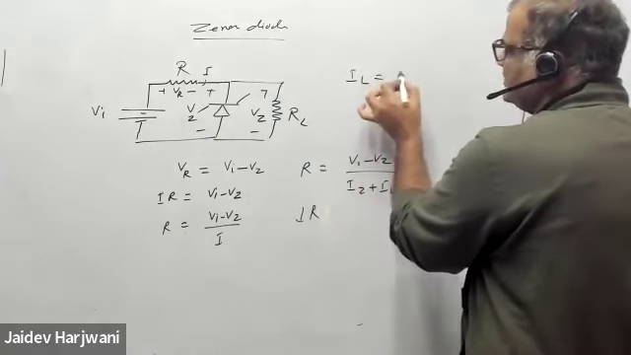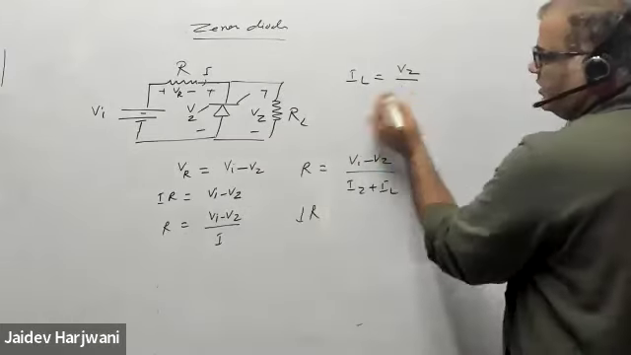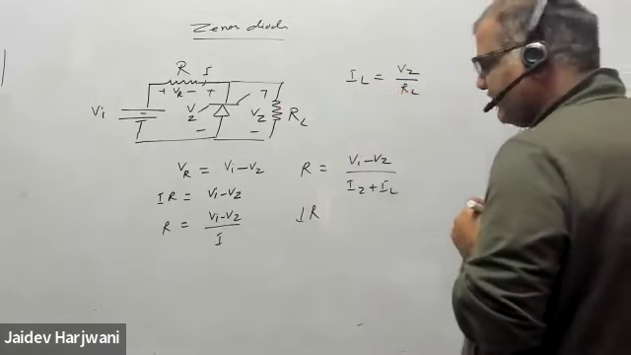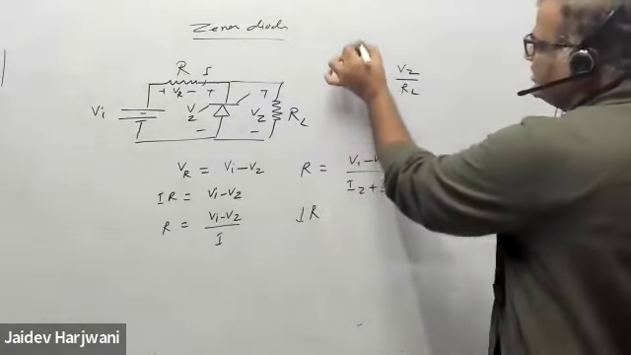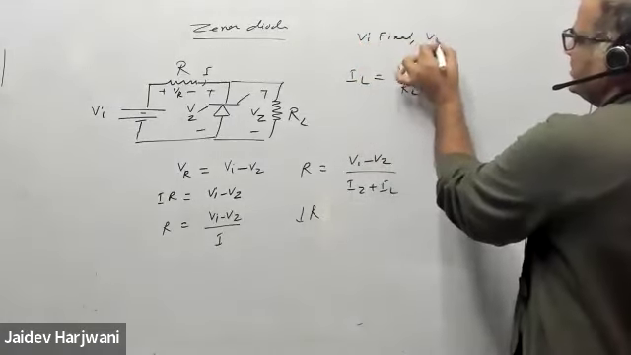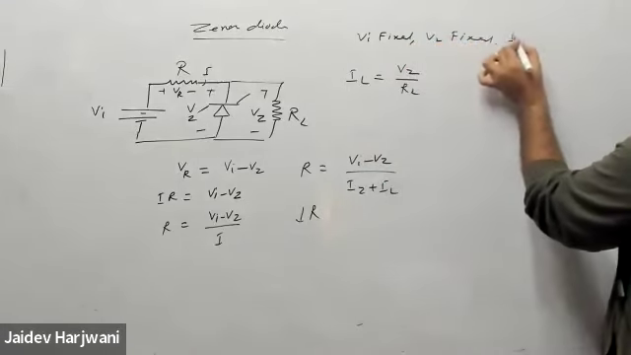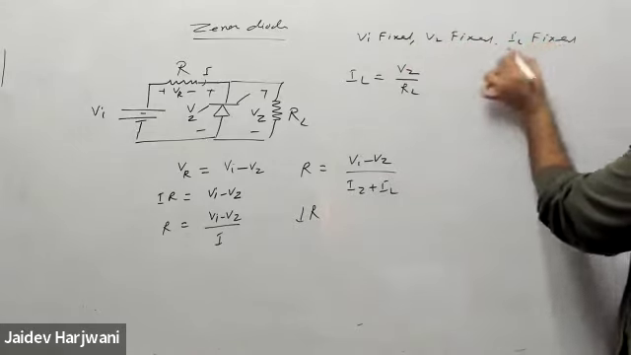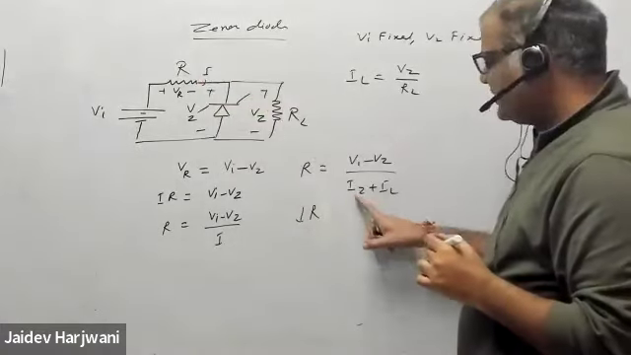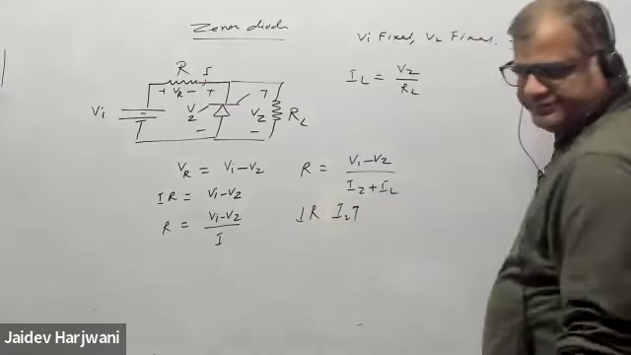IL is VZ upon RL. This is also fixed. So VI fixed, VZ fixed, and then IL fixed. Now if you keep on decreasing this R value, what will happen? This IZ will keep on increasing.